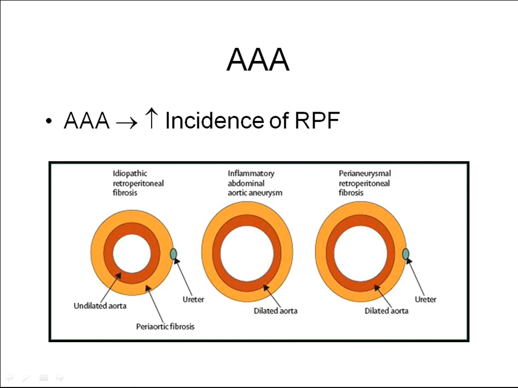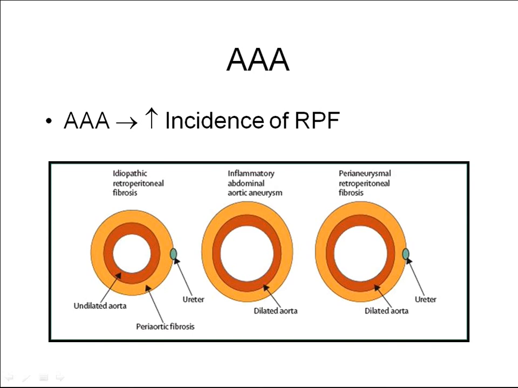Abdominal aortic aneurysm is often seen in patients with retroperitoneal fibrosis, and often associated with causing retroperitoneal fibrosis. There are 3 different types of retroperitoneal fibrosis described here. Idiopathic retroperitoneal fibrosis related to a non-dilated aorta, which I described previously, with leakage of ceroid and oxidized LDL into the adventitia, resulting in periaortic fibrosis and obstruction of the ureter on the left there.